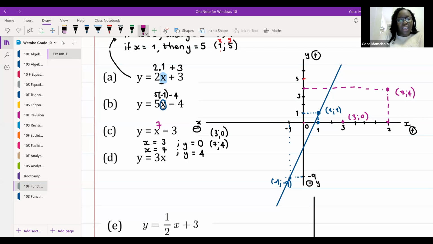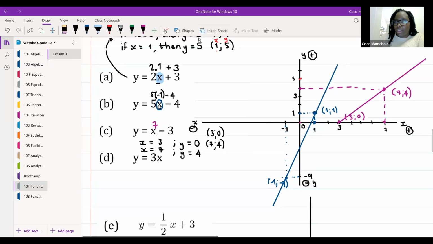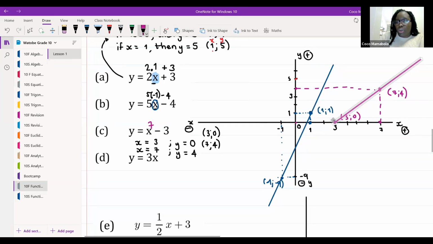What's the last thing I have to do? Join the dots. Just take a ruler and join the dots. That's all. Just like that. Just make sure that your graph cuts both lines, the x and the y line. Okay. Look at how beautifully you did that. There's your line. You choose whatever values you want, and then you just draw them through.